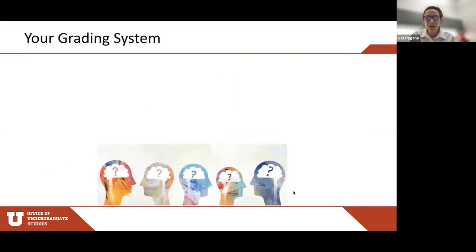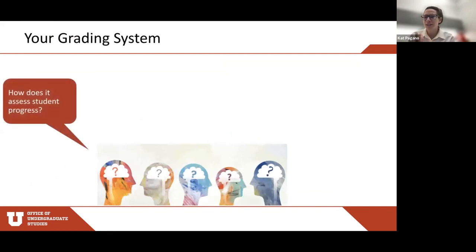Okay, so let's talk a little bit about grading now. The first thing I want to ask all of you, and please feel free to share this in the chat or unmute, is how is the grading system that you have now, the traditional grading system, which is A to E, a point-based system, assessing your students' progress? Start thinking about that. Going into an assignment, let's say it's a writing assignment, and oh, they didn't do so well here, they didn't do so well there.